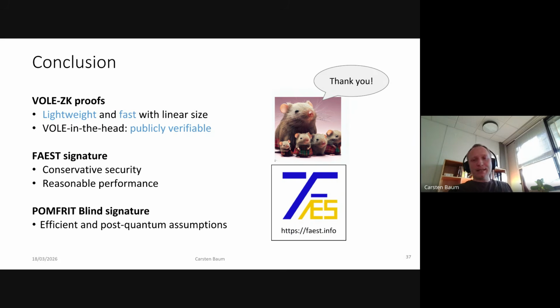And in the very end, I talked a little bit about blind signatures from MAYO, where we run a verifier for a signature scheme in a ZK proof, and it turns out it's not too bad.